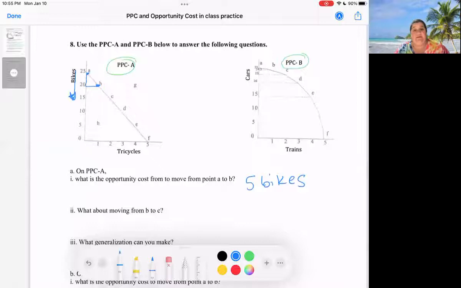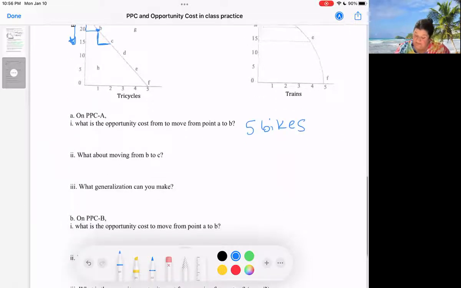Okay, moving from point B to point C on this curve, again, we're going to go here and then down. I'm moving down the curve, so I'm sacrificing opportunity cost on the y-axis. So shockingly enough, who can tell me what our opportunity cost is? That's right. It was the same as the time before. Again, it's 5 bikes. So then part 3 says, what generalization can you make?